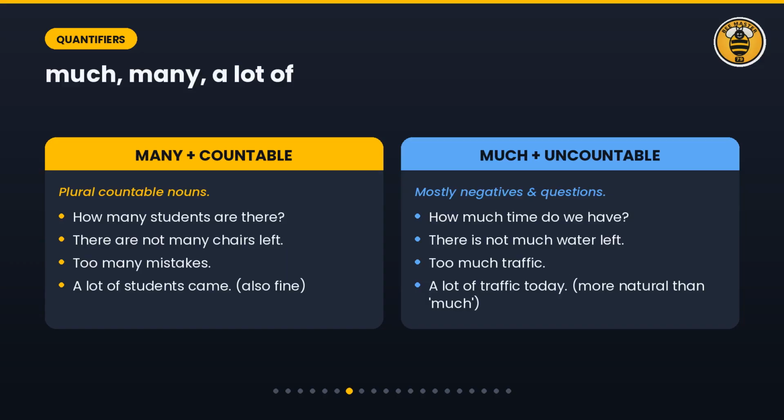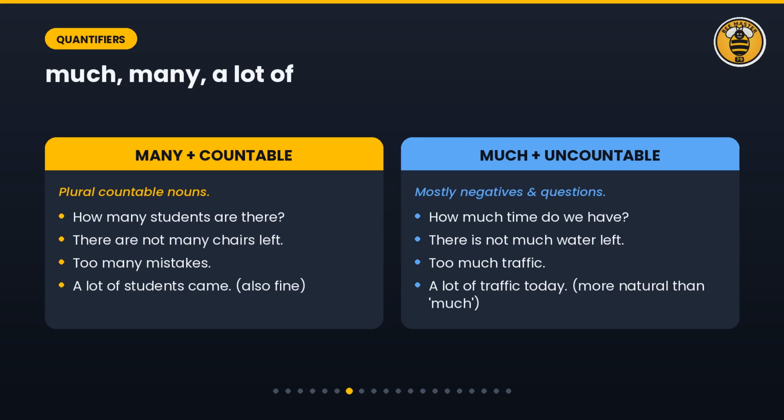Next, much and many. Many goes with plural countable nouns. How many students are there? There are not many chairs left. Too many mistakes. Much goes with uncountable nouns. How much time do we have? There is not much water left.